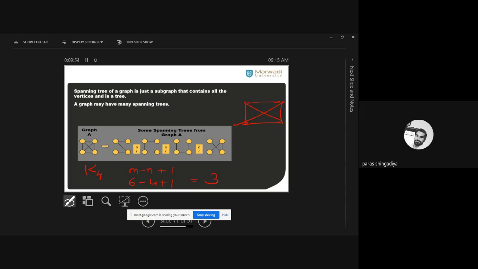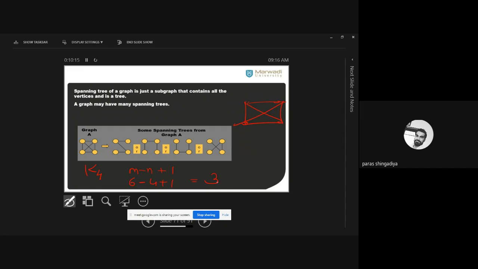Remove both side edges on the left-hand side, and here remove one of these cross edges. Now the graph looks like this. All the 4 vertices are as they are, and 3 edges you have to delete. The remaining 3 edges stay as they are. That is another solution. You can consider this graph also, and you can also consider this.